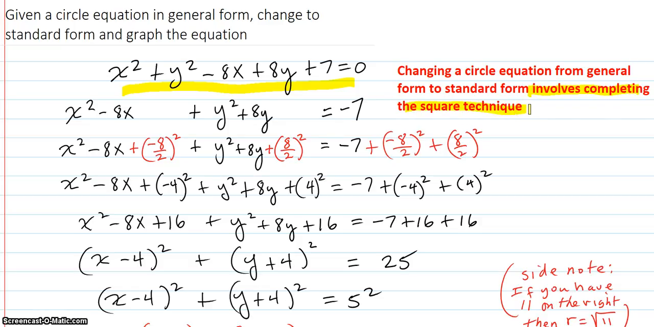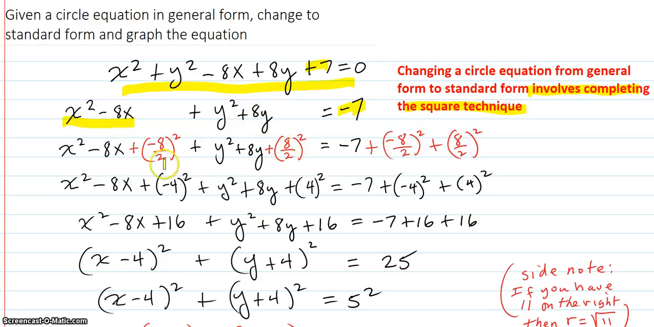So we get the x terms together and leave a space. We get the y terms together and leave a space, and we subtract the constant term over the other side. So it would be minus 7 over there. Then, completing the square, we add in half of this middle term, the x term, and square it. And then we take half of the coefficient of the y term and square it.